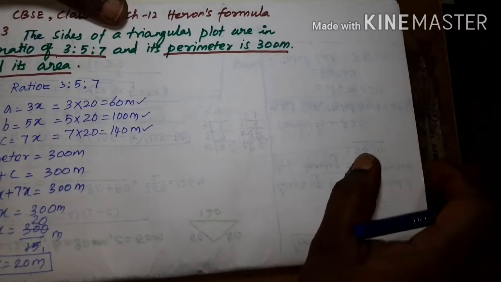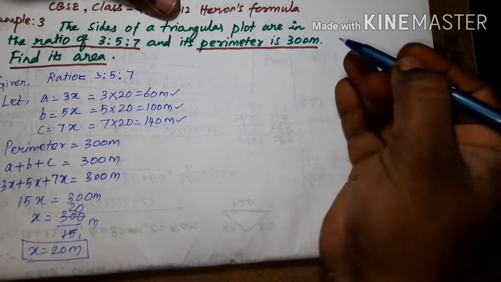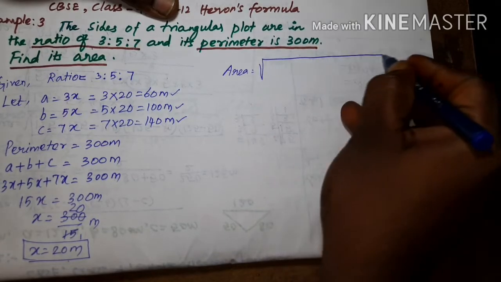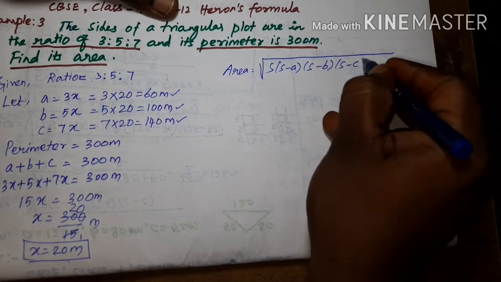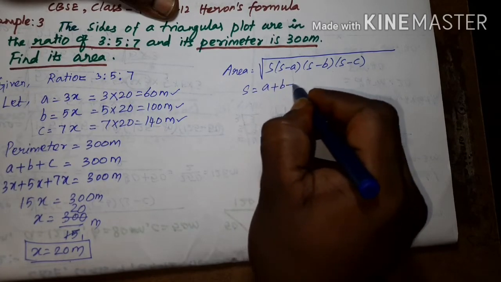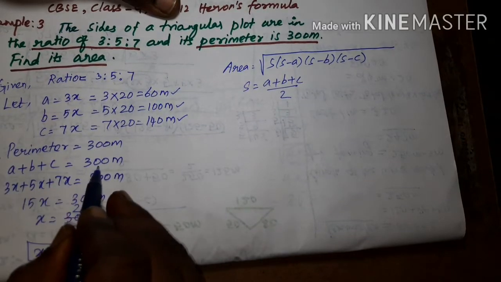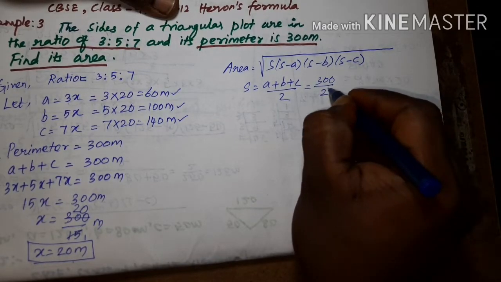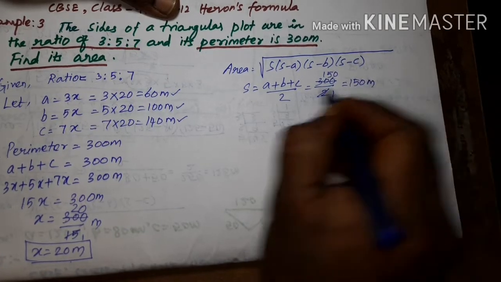Next I need to find the area of this triangle. To find the area we need to use Heron's formula. So area is equal to, what is Heron's formula, the square root of s into s minus a into s minus b into s minus c. In that we need to find the s value here. So s is equal to half of the perimeter, so a plus b plus c divided by 2. And before that we found that a plus b plus c is equal to 300 meter. So I am going to apply 300 divided by 2, and if I divide these two values I will get the answer 150. So 150 meter is called the s value.